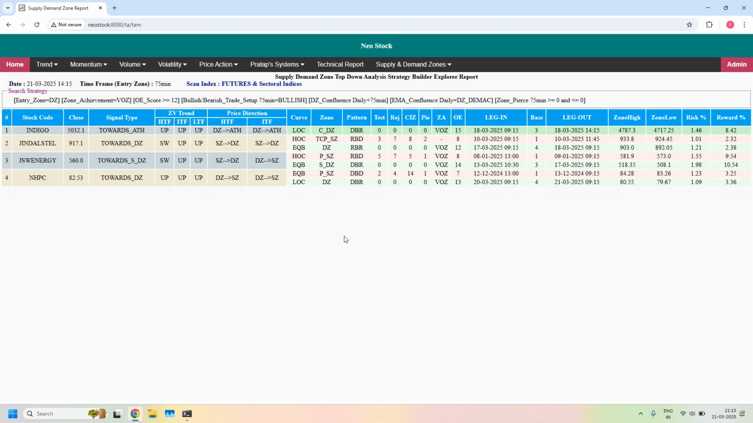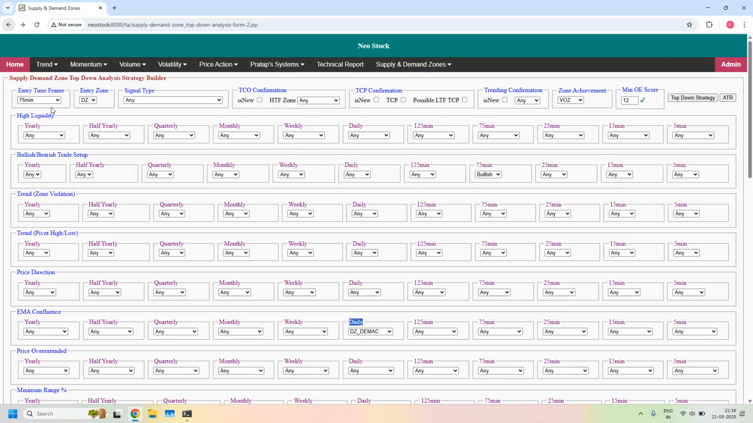Okay. So this is about LTF, ITF demand zone confluence and ITF EMA confluence for weekly income trade, bullish trade setup. Next, we will look into LTF, ITF, HTF demand zone confluence supported stocks. That is 75 minute demand zone, daily and weekly demand zone confluence.